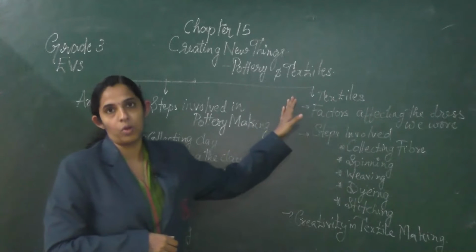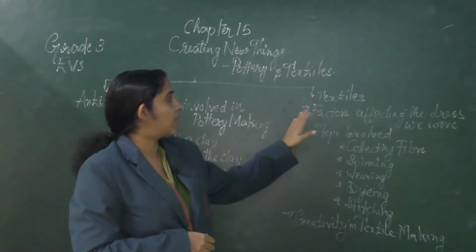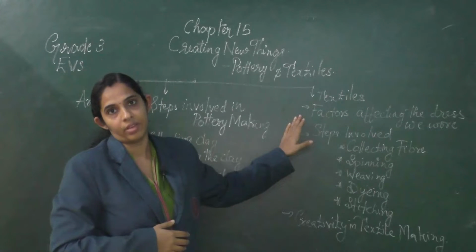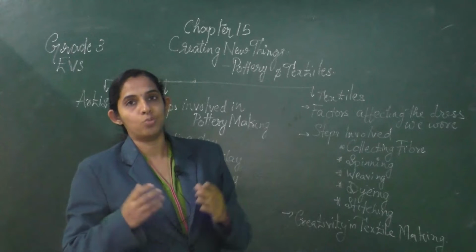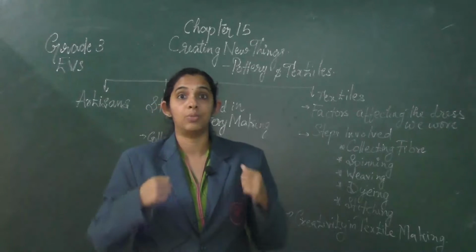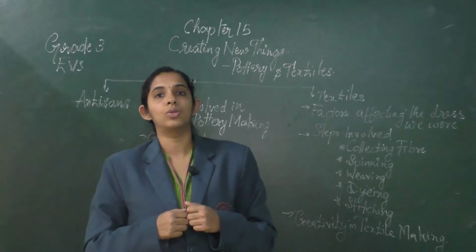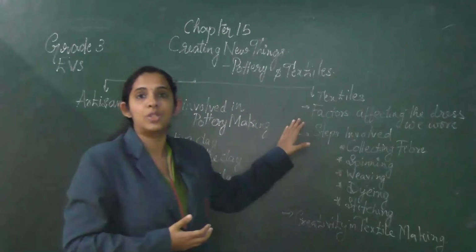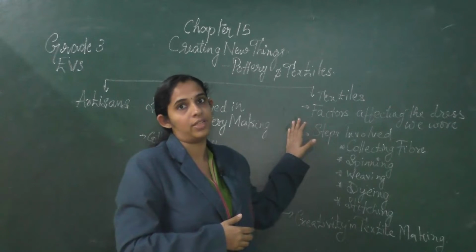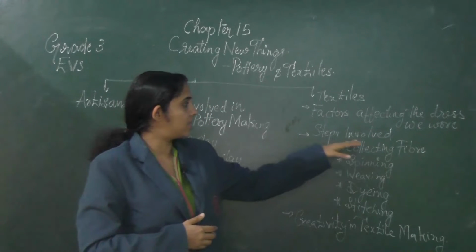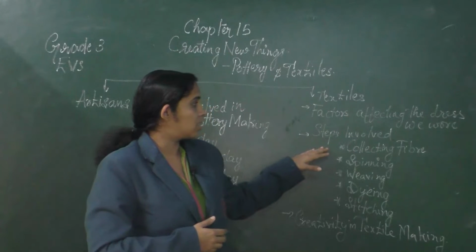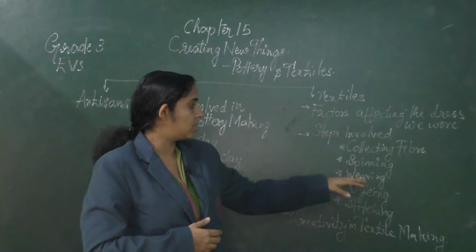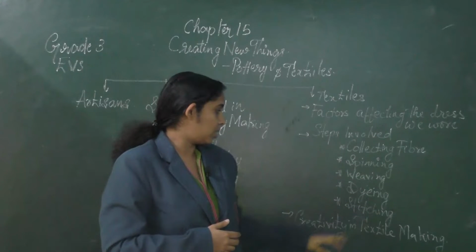And next we have discussed textiles. First we have seen the factors affecting the dress that people wear. It varies from place to place. It depends upon their culture, the weather of the place and also the style. And we have discussed the traditional dresses of different states of India. And next we have discussed the steps involved in textile making. It includes collecting fiber, spinning, weaving, dyeing, stitching, etc.